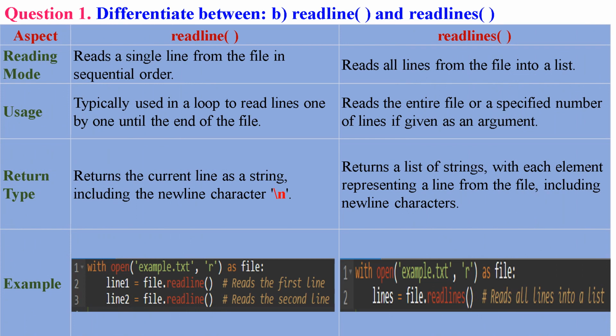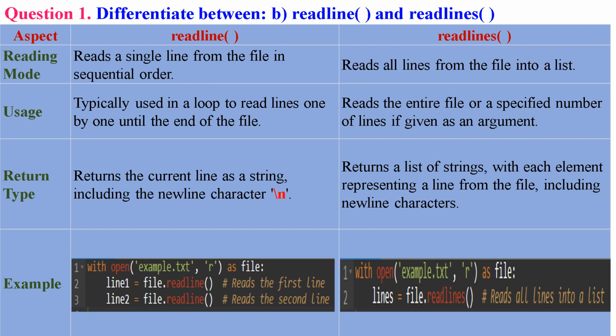Question 1. Subdivision B. Differentiate between readline and readlines functions. Readline function is used to read a single line from a text file at a time, progressing sequentially through the file. It's often used within a loop to process the file line by line until it reaches the end. This function returns the current line as a string, including the newline character, \n, at the end.